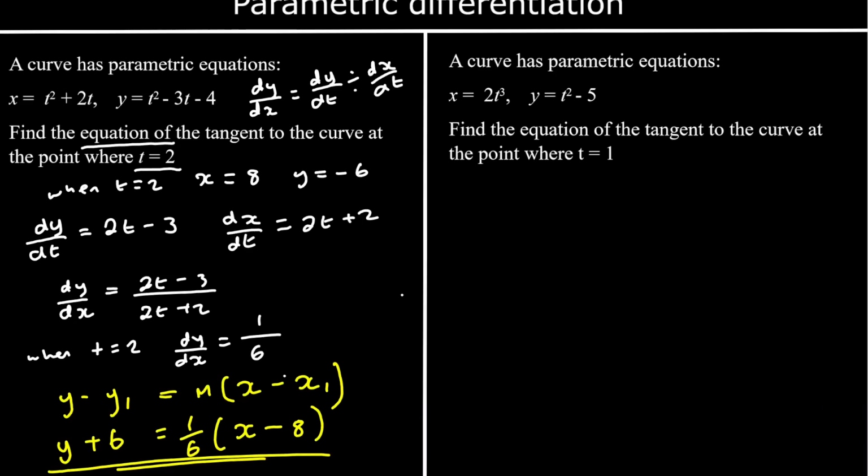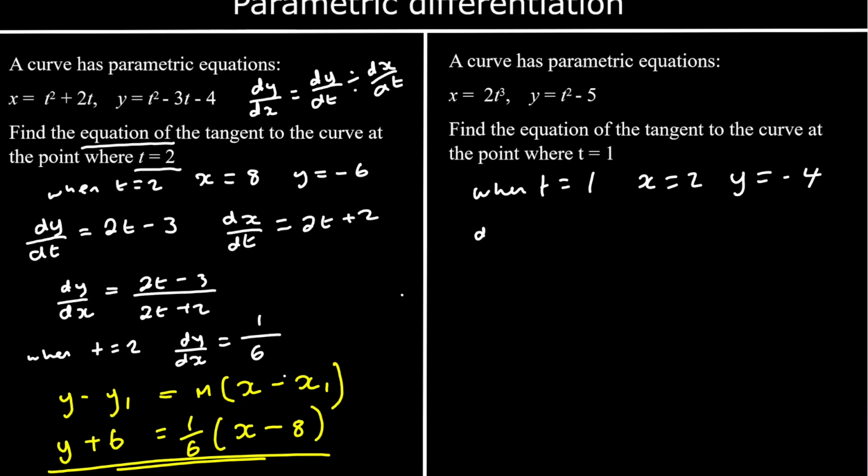One for you to try. See if you can give it a go. A curve has parametric equations x equals 2t cubed, y equals t squared minus 5. Find the equation of the tangent to the curve when t is 1. So when t is 1, x is 2 times 1 cubed, so x is 2. y is 1 squared, take away 5, so negative 4.